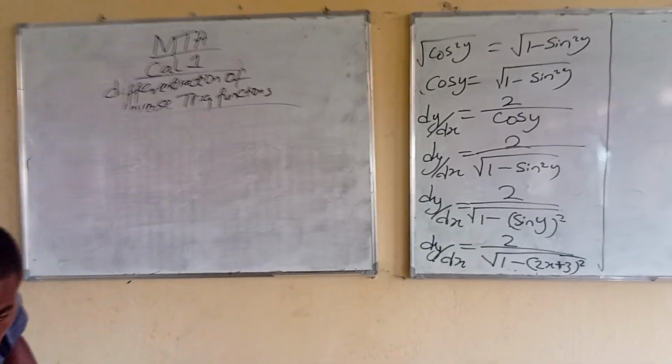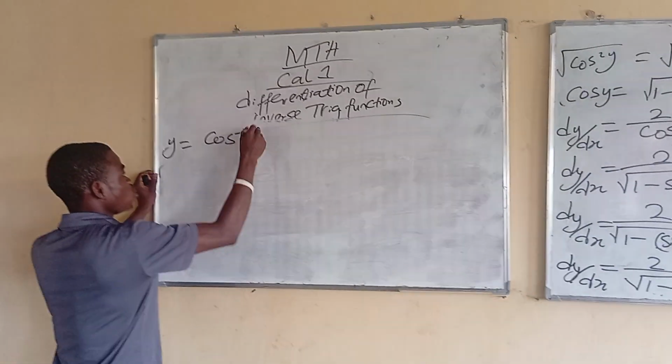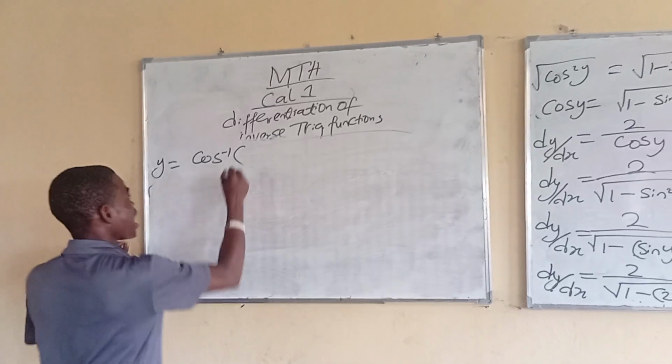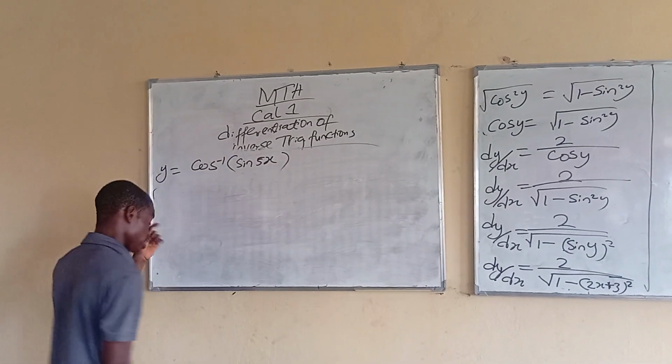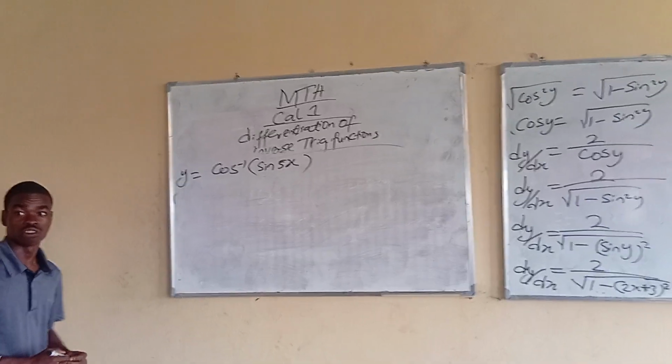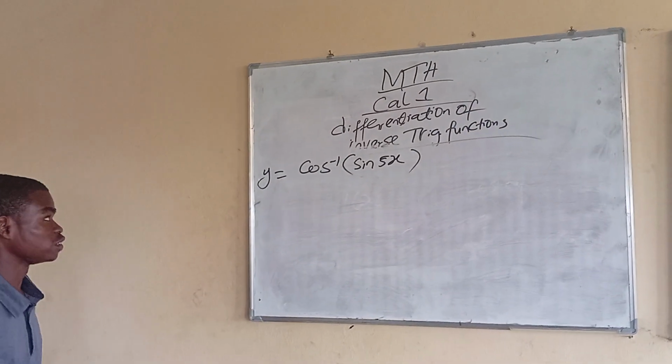So what's the next question? The next question is y equals cos inverse of sine 5x. Cos inverse of sine 5x. Alright? Cos inverse of sine 5x.